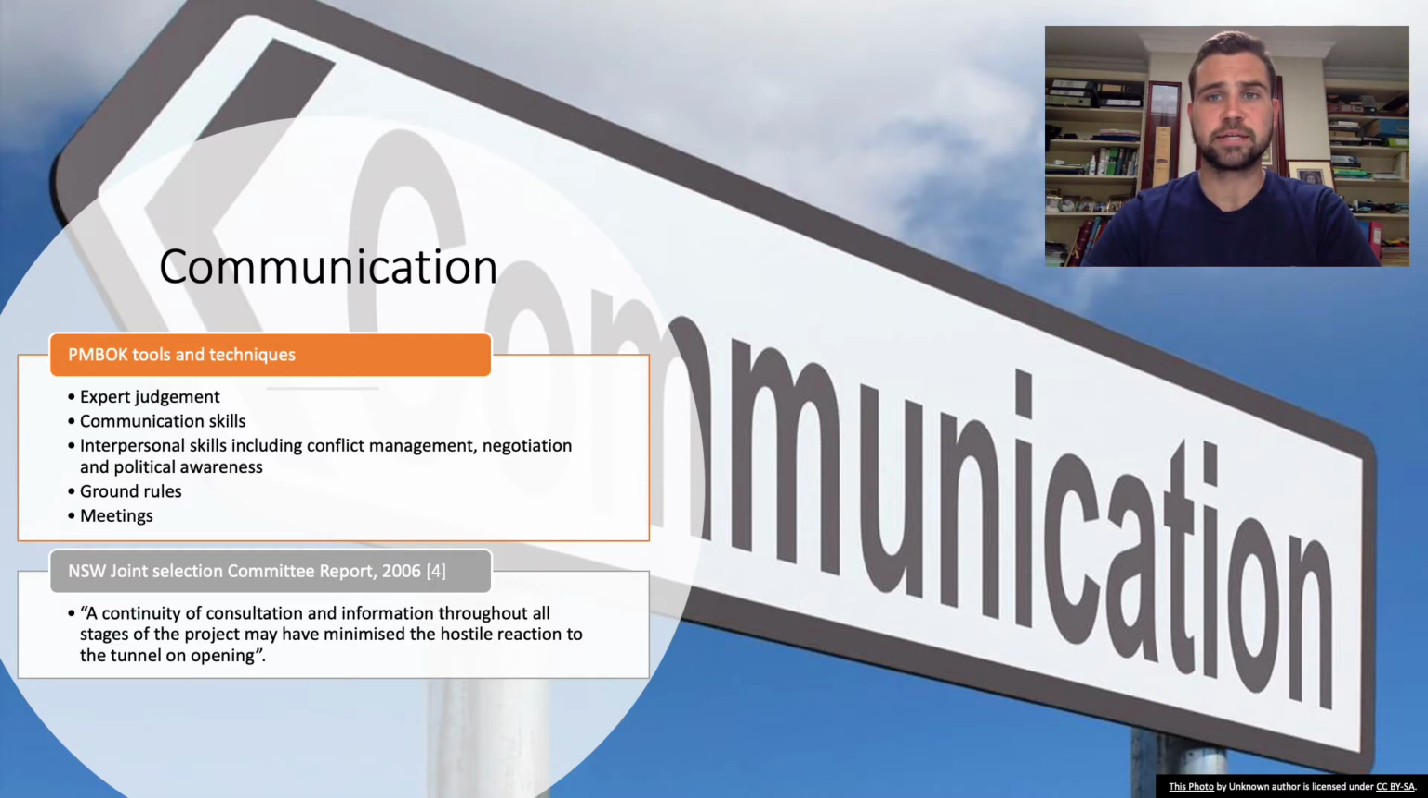Knowing the relationship breakdown between the client and stakeholders suggests that there was incorrect negotiation, conflict management, and political awareness. In addition to this, clear communication needed to be ongoing with the public, as they would be the motorists using the tunnel, but did not occur. The Joint Selection Committee produced findings identifying a lack of community consultation, noting a continuity of consultation and information throughout all stages of the project may have minimized the hostile reaction to the tunnel on opening.